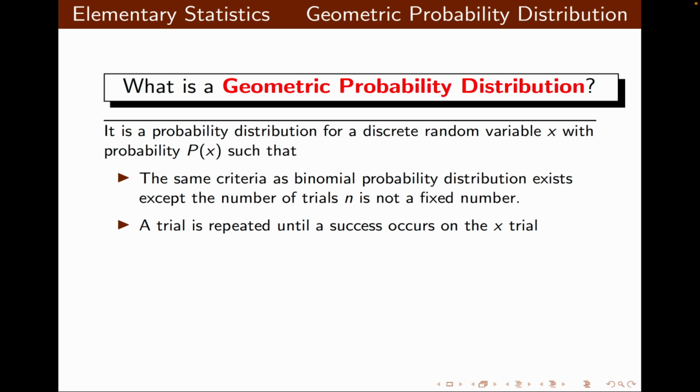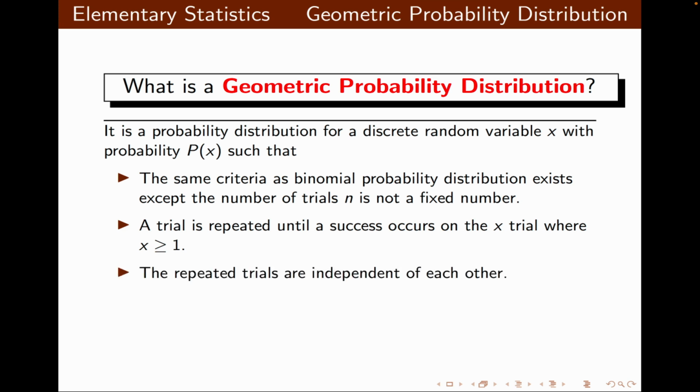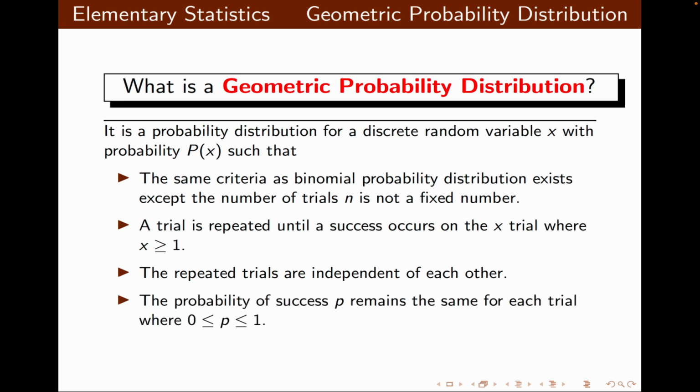A trial is repeated until a success occurs on the x trial, where x is greater than or equal to 1. The repeated trials are independent of each other. The probability of success p remains the same for each trial, where p is a number between 0 and 1 inclusive.